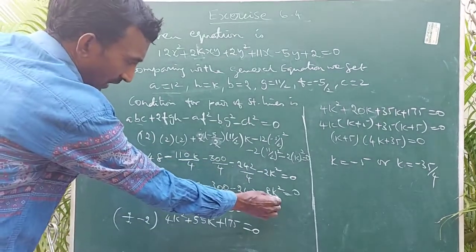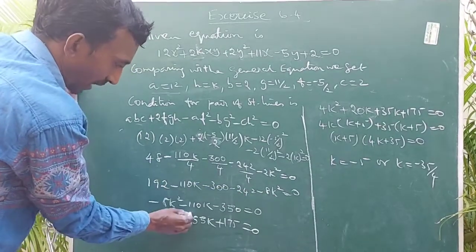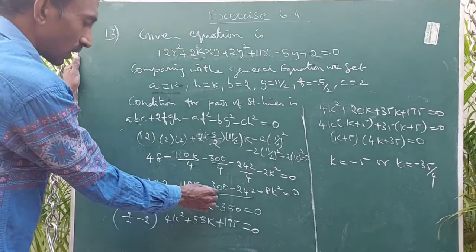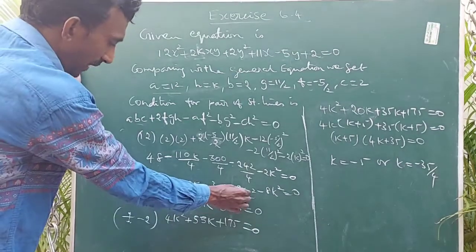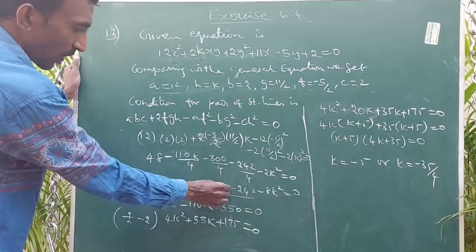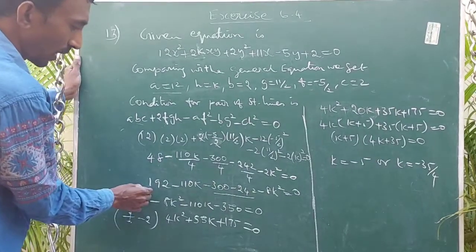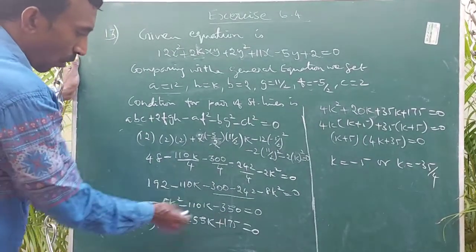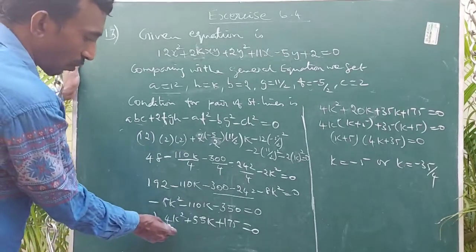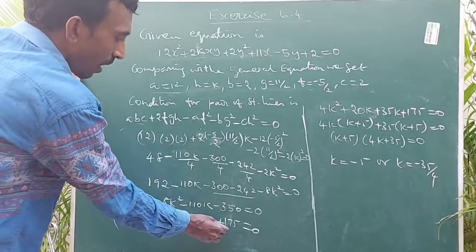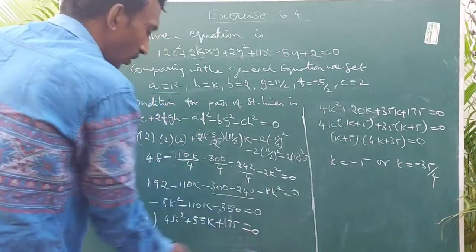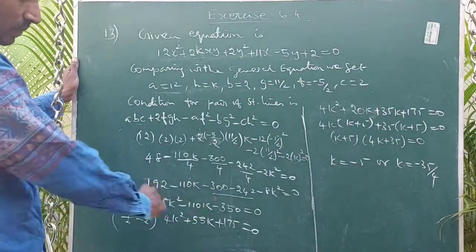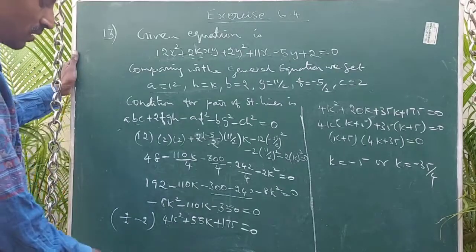So I am rearranging the terms. Minus 8k² minus 100k. Here the sum of these two, −542 plus 192, that is −350. Now divide the whole equation by −2. We are getting 4k² + 55k + 175 equal to 0. Our aim is to find the value of k. It is a quadratic equation, so always follow the factorization method.